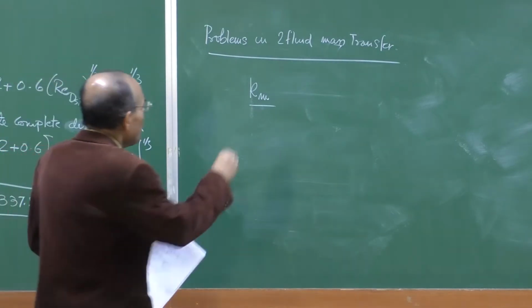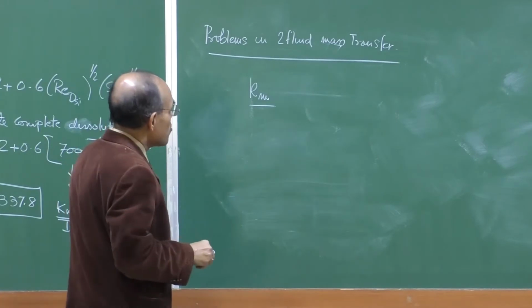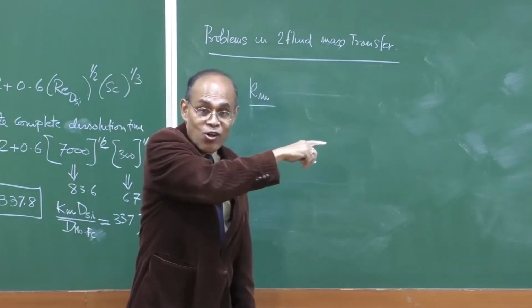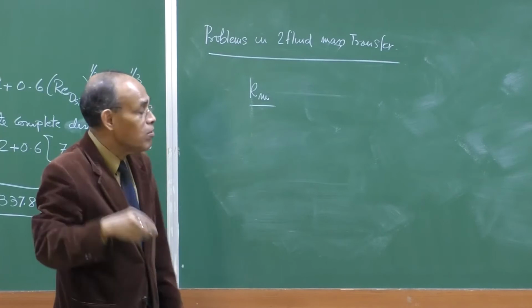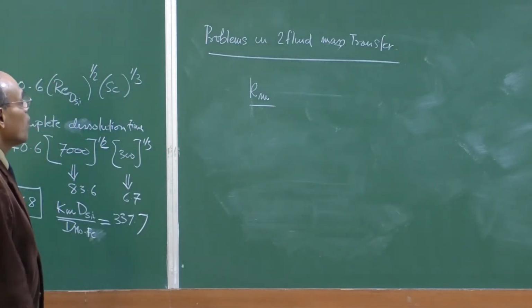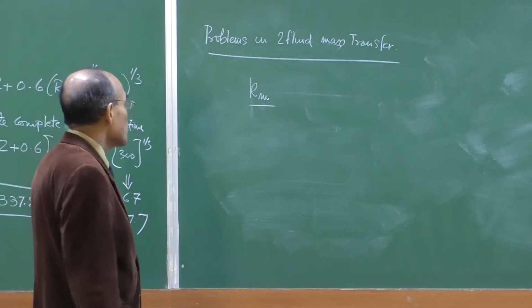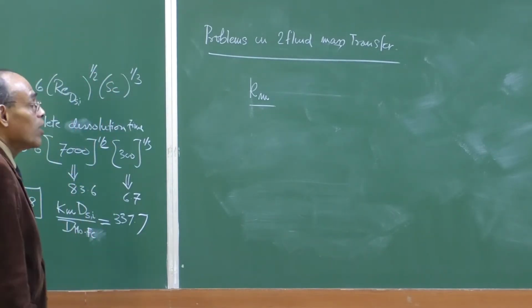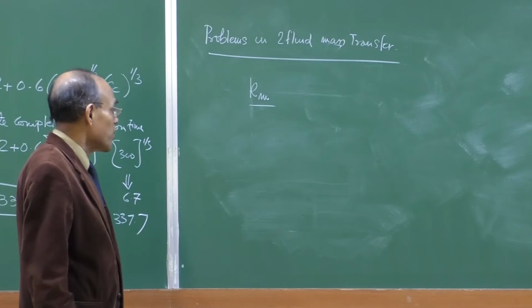So, in the two fluid mass transfer cases, those correlations are not applicable. Sherwood number is equal to whatever I have shown, they are the correlations for convective mass transfer between a solid and a liquid, but when you have two fluids you have different kinds of correlations which come there.